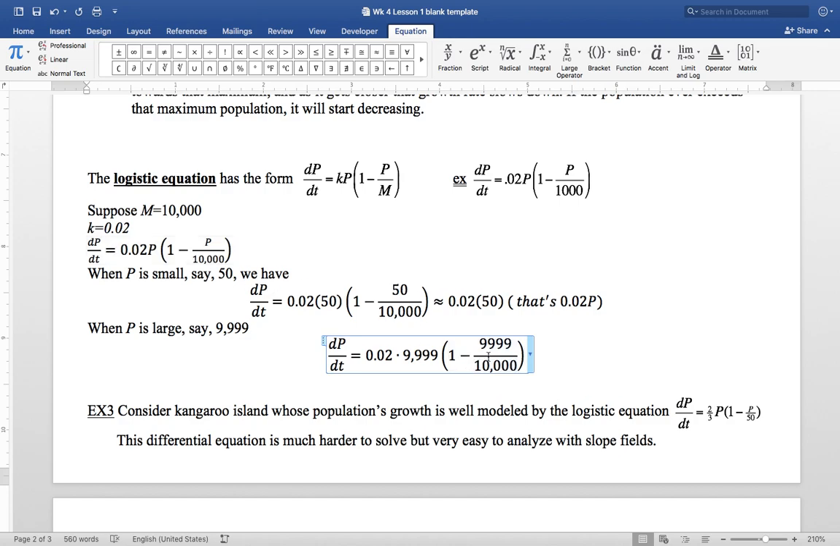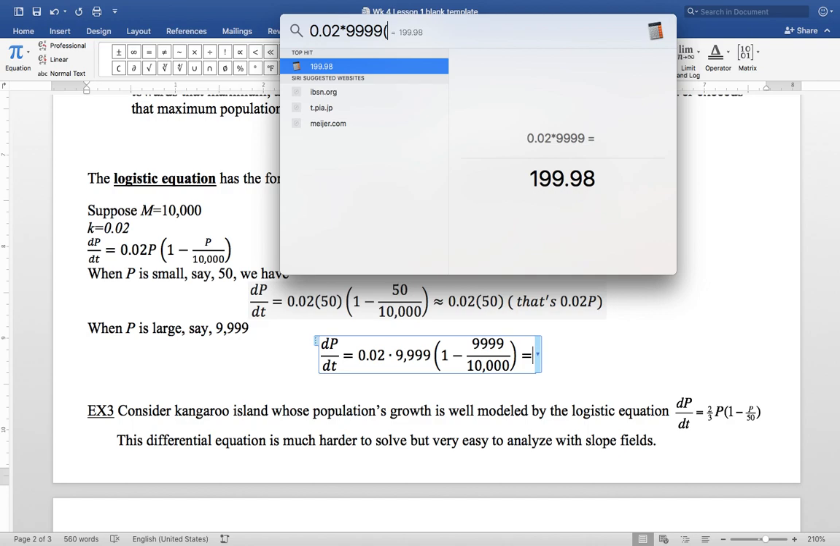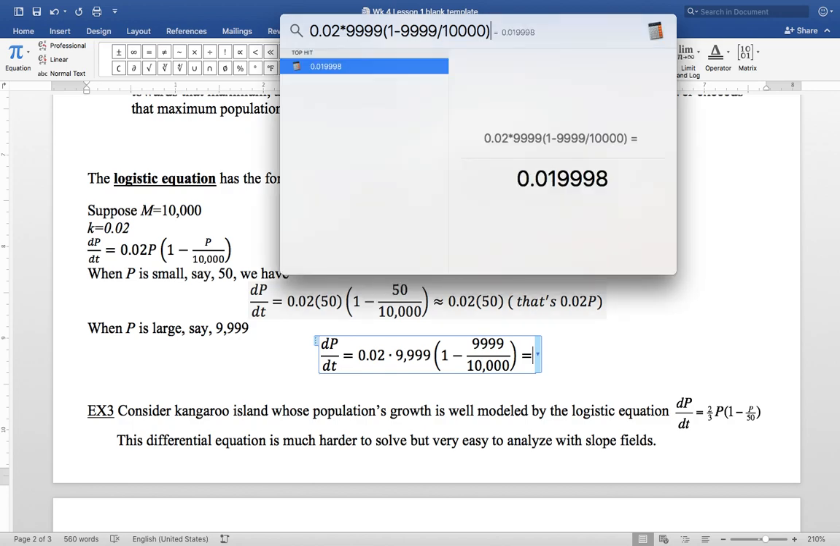What I want you to notice in this case, because P is very, very large, this fraction here is practically 1. It's basically 1, which means that 1 minus this fraction is basically 0. So this term that I've highlighted here is very, very small. We can in fact compute this whole thing if we want. I'll do it on the calculator. 0.02 times 9999 times 1 minus 9999 over 10,000 gives me 0.01999.